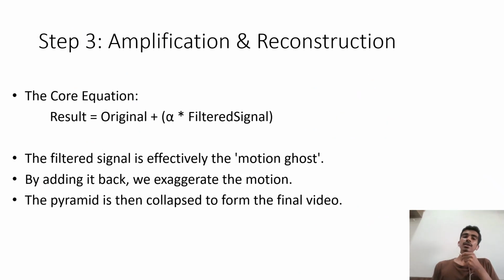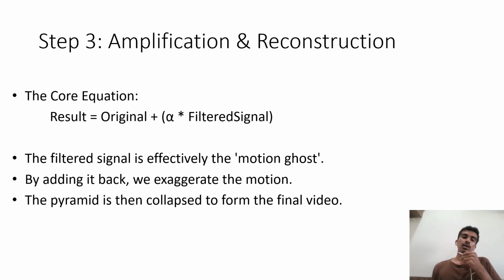As we enter the third phase, which is amplification and reconstruction, let's say we want to extract a human pulse, which is around the range of 1 to 2 hertz. To do this, we move into the core part, which is the amplification. Here we receive the filtered signal and we amplify it using this factor alpha, and we add it back to the original image.